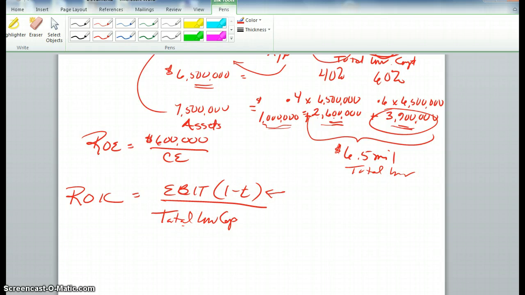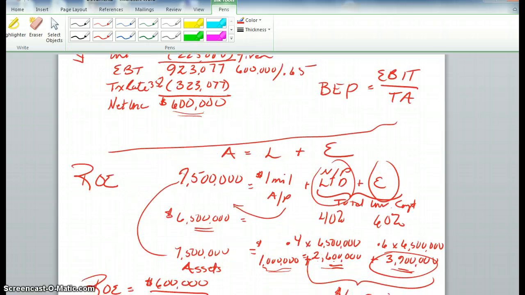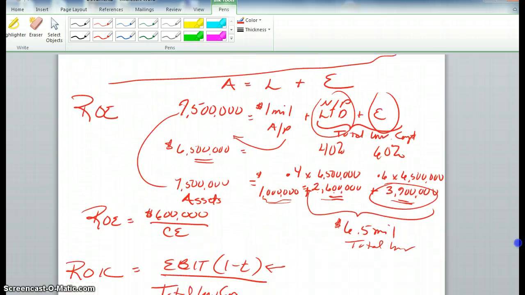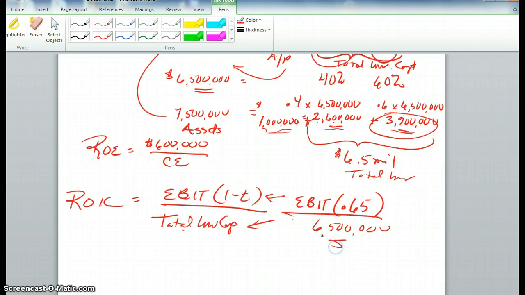And we can figure out our EBIT by looking at our number here, but we need to figure out what that is after taxes. So we'll take our EBIT and multiply it by, we're in a tax rate of 35%, so we'll take EBIT and multiply it by 65%. And that'll give us our EBIT after taxes. And then we have our total invested capital of 6.5 million, and that'll give us our ROIC. And that's one way to approach that problem.